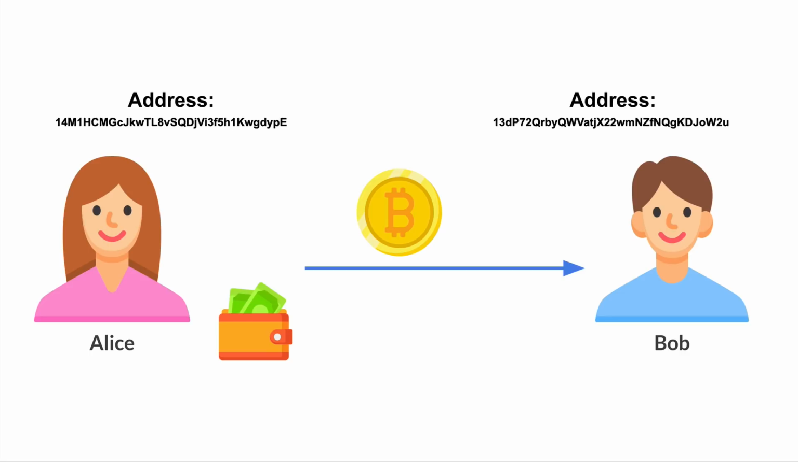Next, Alice needs a Bitcoin wallet in order to send the transaction. In this scenario, her wallet reflects that she owns 10 Bitcoin. This is called her account balance.